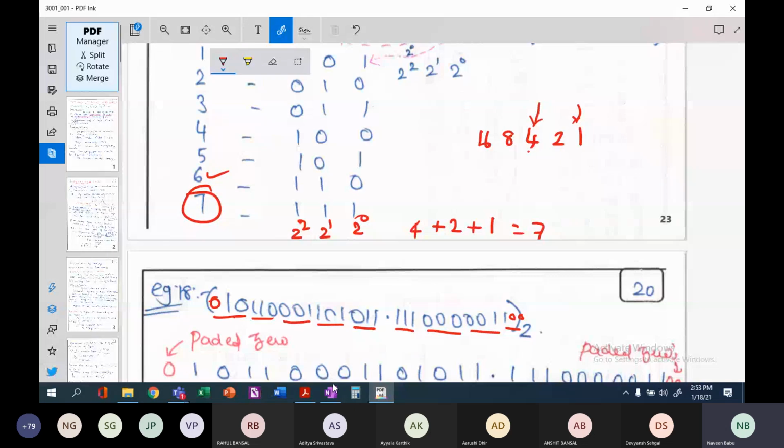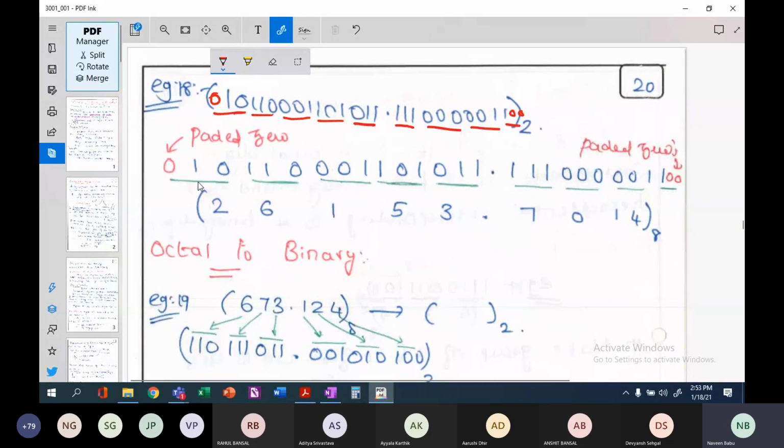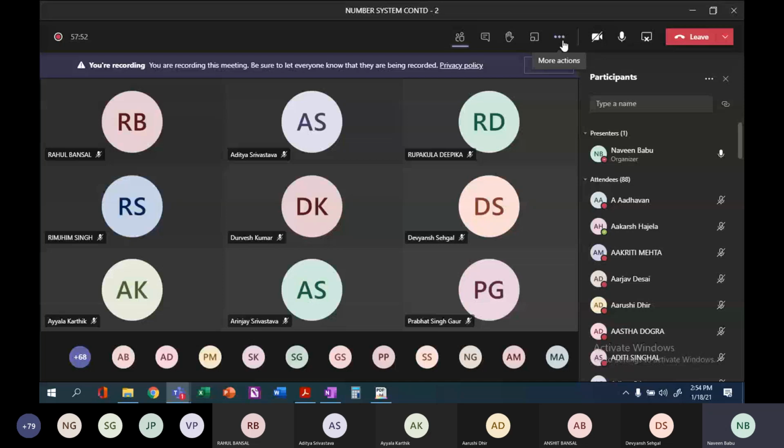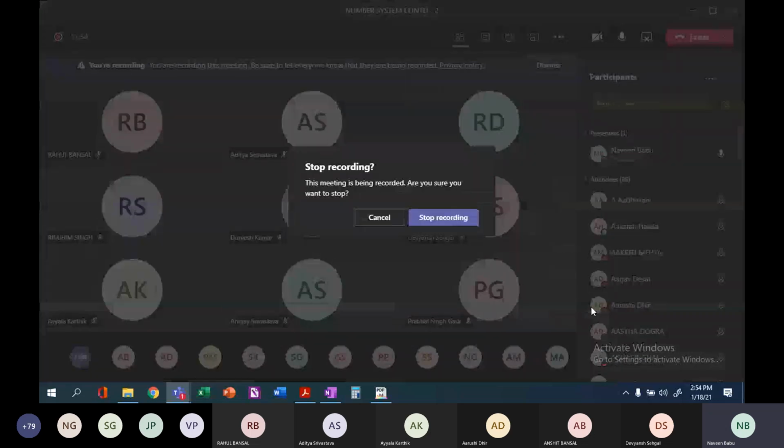So I have padded zeros here. What is equivalent to 010? It is 2, 1, 1, 0, 6. Likewise, I will convert from binary digits to octal digits. Any doubt? Okay, so we will continue this conversion in the next class also. If there are no doubts, you may exit.